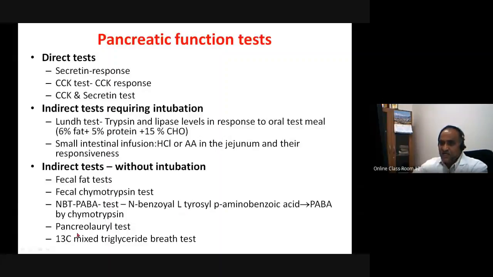measured. Then we have the pancreolauryl test using fluorescein, and the 13-carbon mixed triglyceride breath test. This is a radio-linked test. These are a little higher level, and you can look into these things in the textbooks. So basically, the pancreatic function tests utilize either direct or indirect methods, and these are the methods in which you can see indirectly without any intervention.